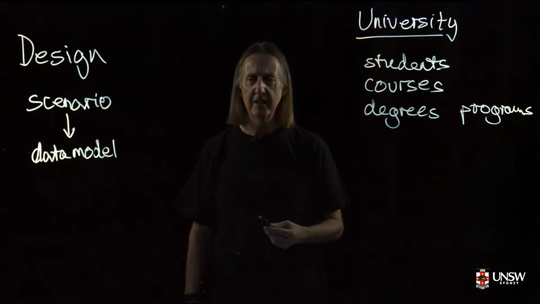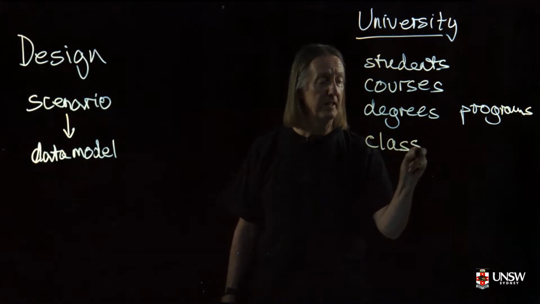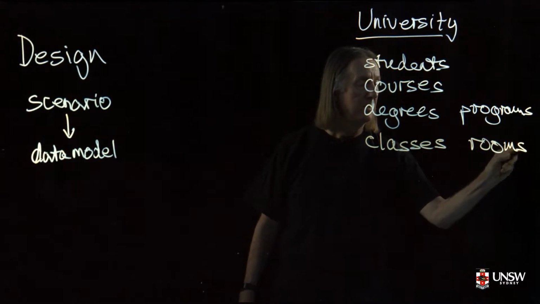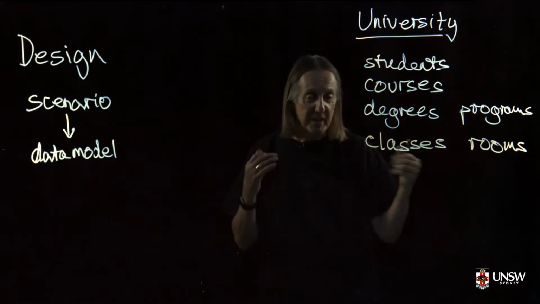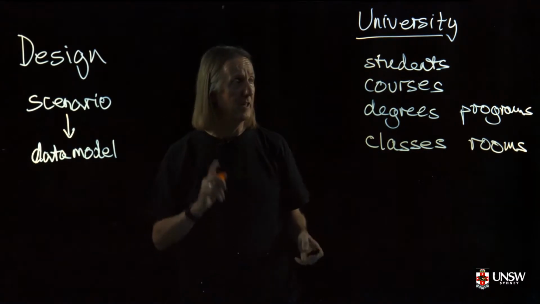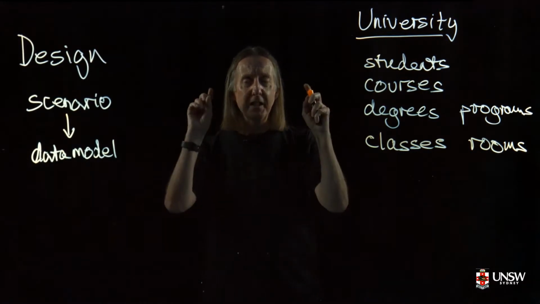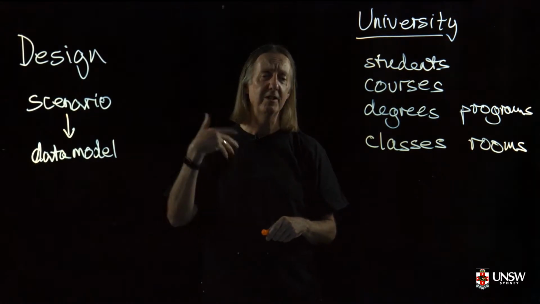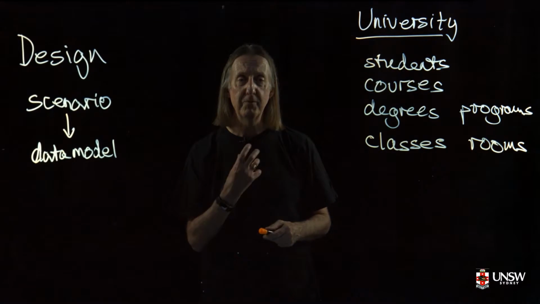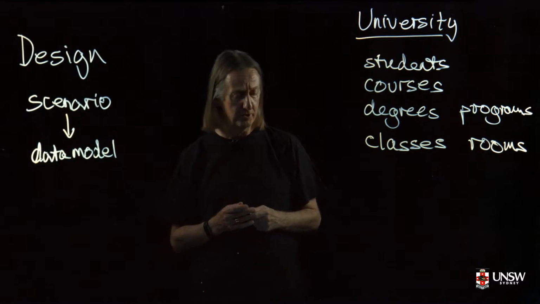Other things we need to take account of, well, we're going to run classes, and classes are going to be allocated to rooms. Now these don't exist because they're interdependent like that. Classes exist perfectly well as a thing in their own right. Now, in some of the previous examples, I think I gave the impression that things are physical things that you could touch, like a pizza or a store. In this case, a class isn't something that you can touch, but it definitely is a thing in the scenario of a university.